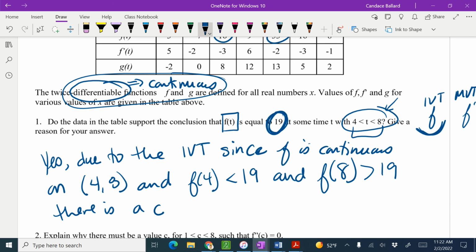There is a c such that, and then you're basically restating this. f of c equals 19.